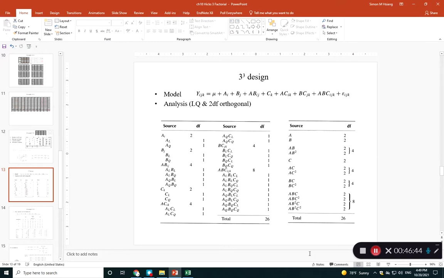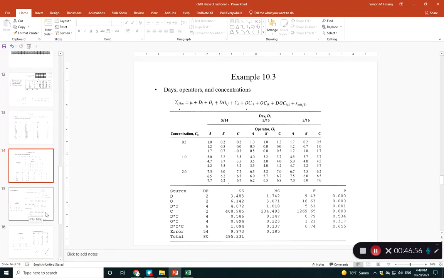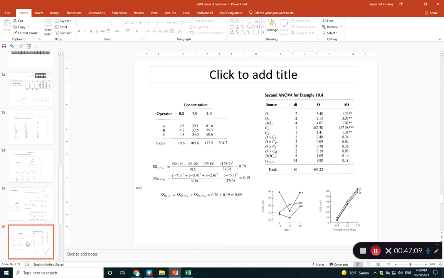Here's the breakdown of the 26. Here are the experimental conditions I show you. And this time you need to do the same things and calculate the linear, quadratics, and get everything done this way. Okay?